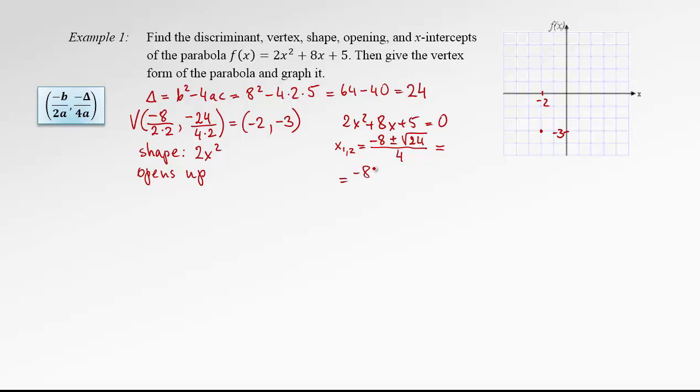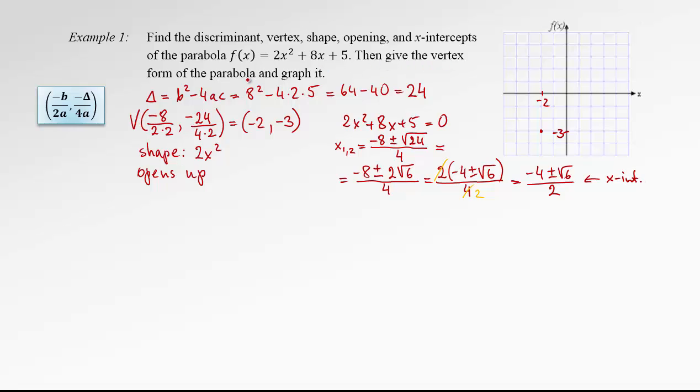That will be negative 8 plus or minus square root of 24, which is like 4 times 6, so we can pull 2 out of the radical, and 6 stays under. Everything over 4. Now we could factor the 2 from the numerator, leaving in a bracket negative 4 plus or minus root 6, everything over 4, and after reduction by 2, our roots are negative 4 plus or minus root 6 over 2. So those are our x-intercepts.